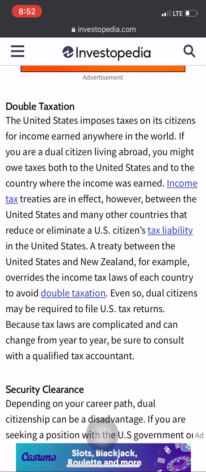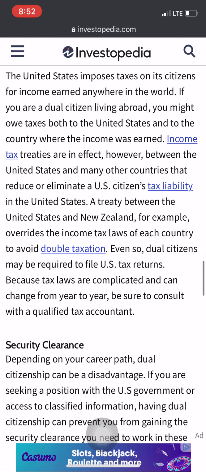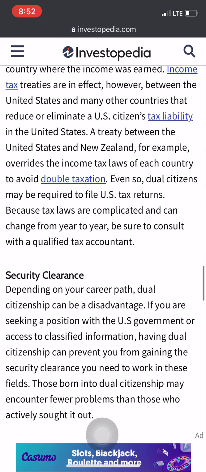Income tax treaties are in effect, however, between the US and many other countries that reduce or eliminate a US citizen's tax liability in the US. A treaty between the US and New Zealand, for example, overrides the income tax laws of each country to avoid double taxation. Even so, dual citizens may be required to file US tax returns because tax laws are complicated and can change from year to year. Be sure to consult with a qualified tax accountant.